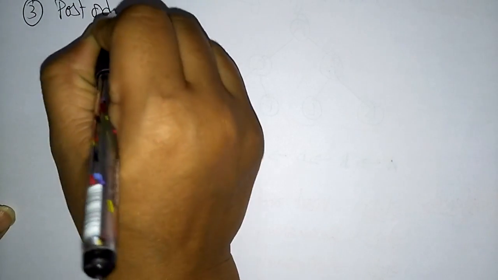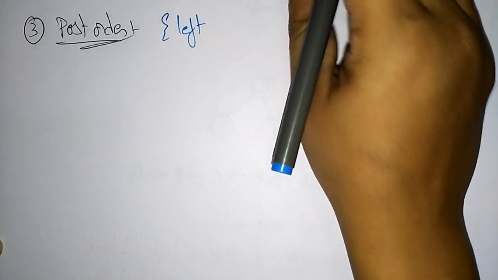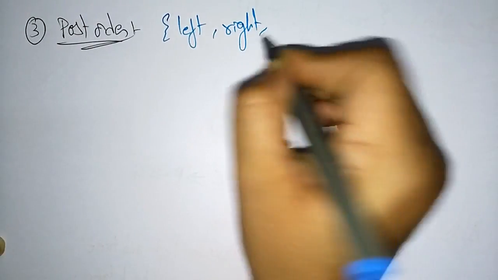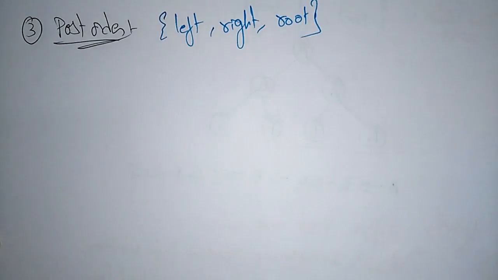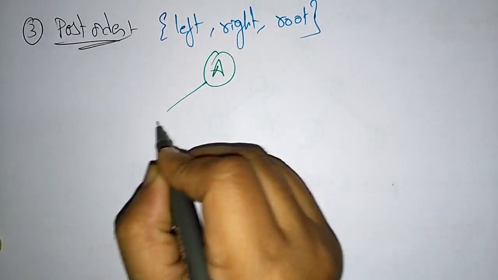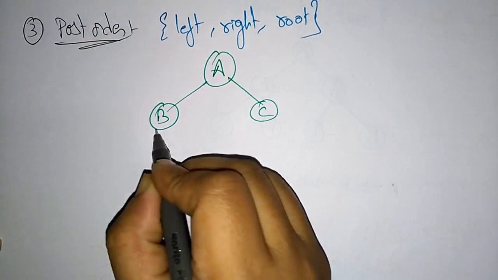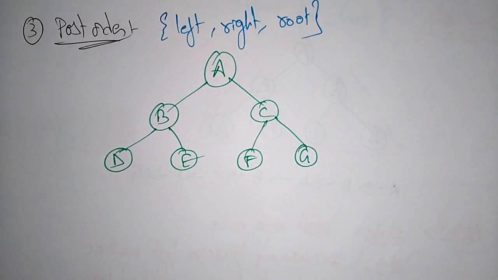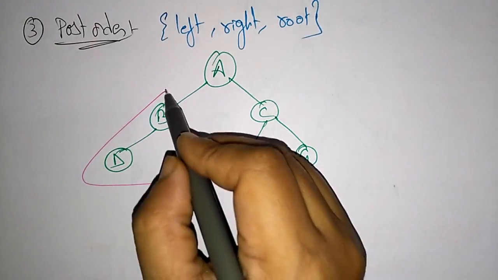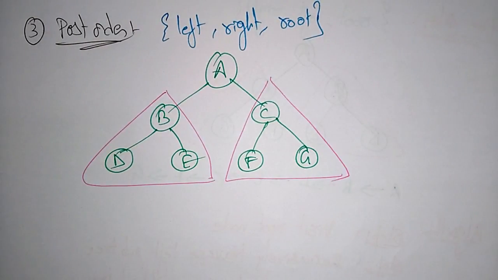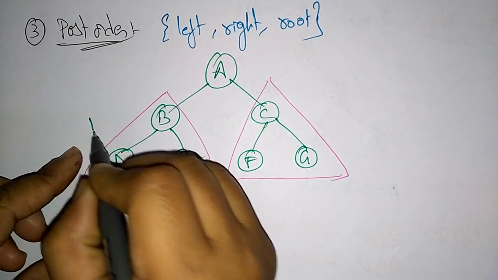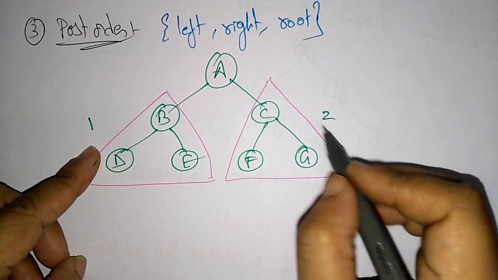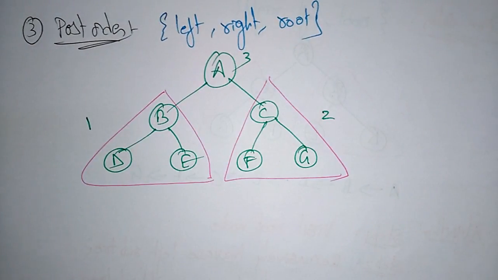The third strategy is the postorder. For postorder, first we have to visit the left child, first left and then right. After that, root. Take the same graph, A, B, C, D, E, F, G. This is the left subtree and this is the right subtree. First we have to visit left, after that right, after that root.